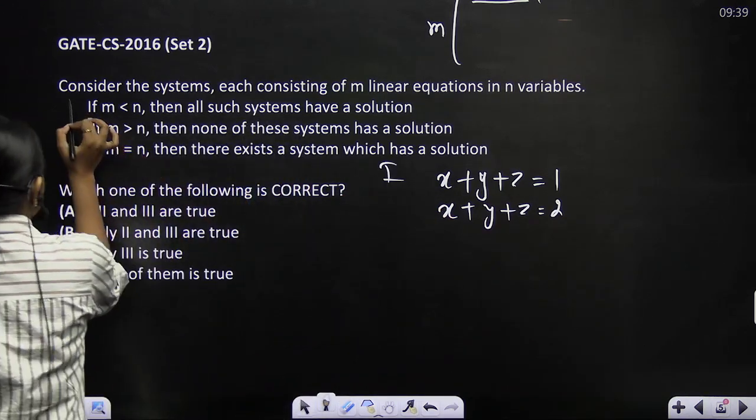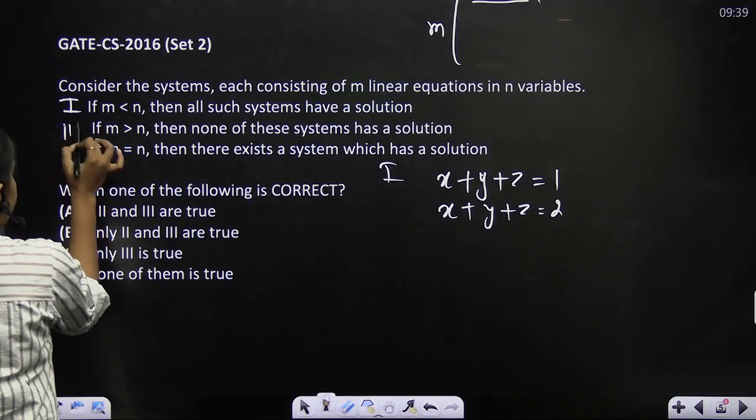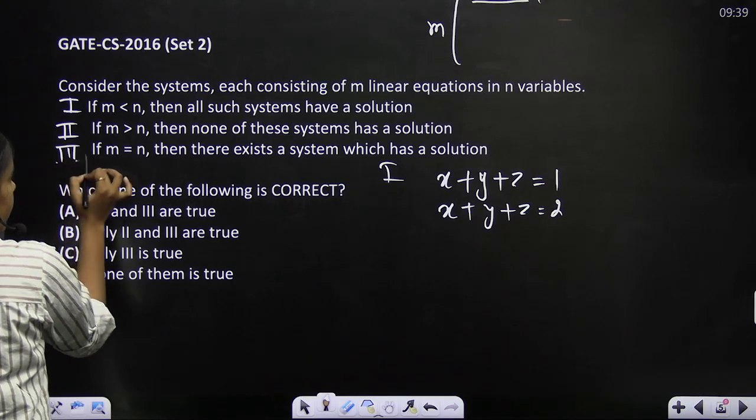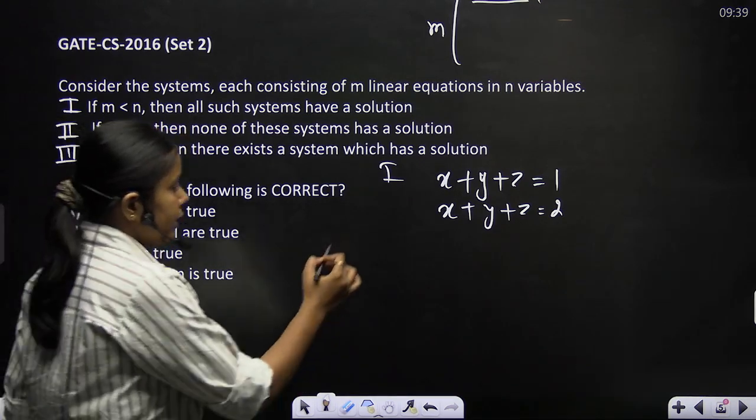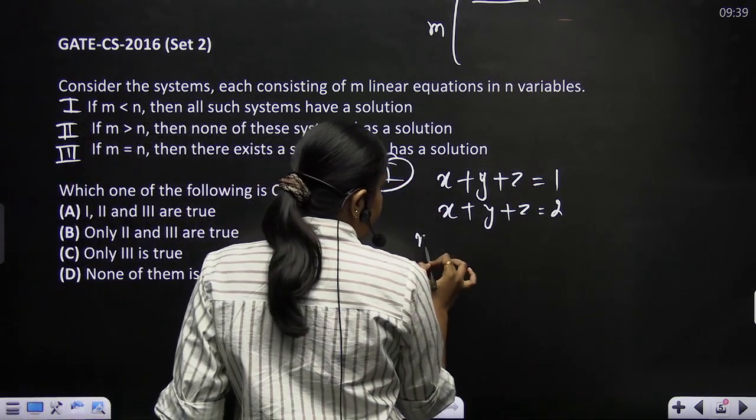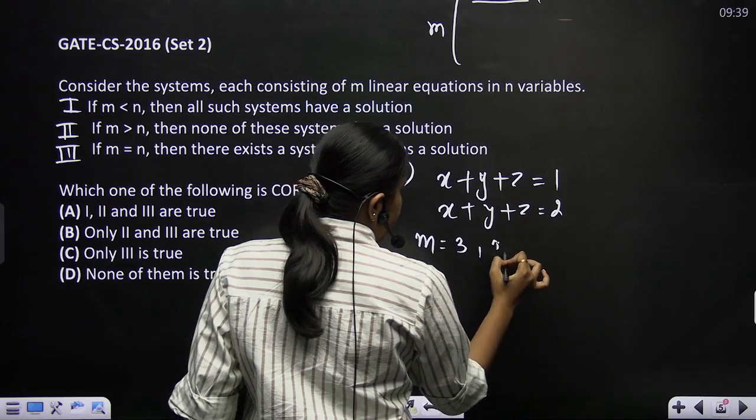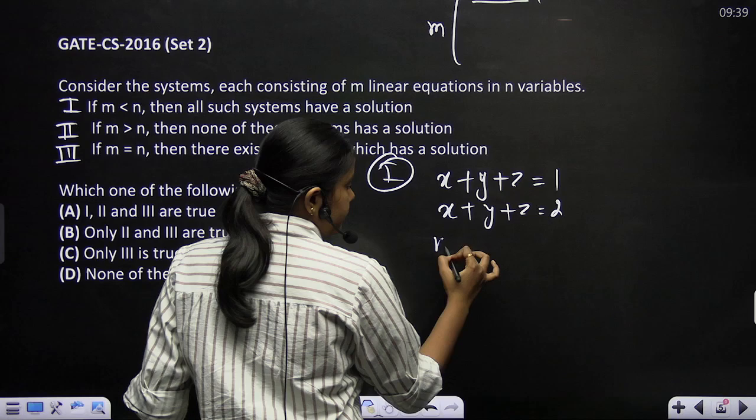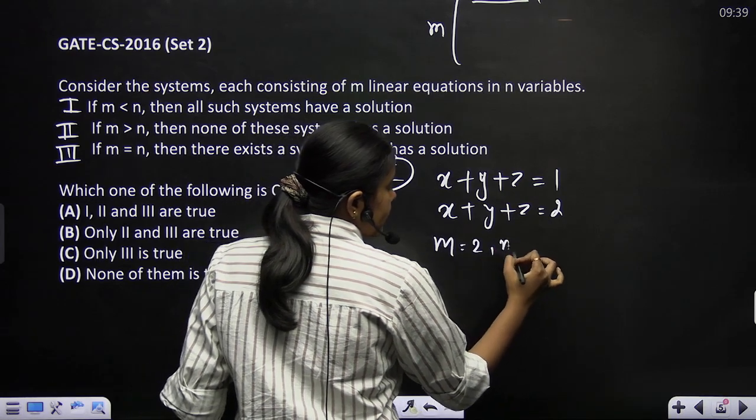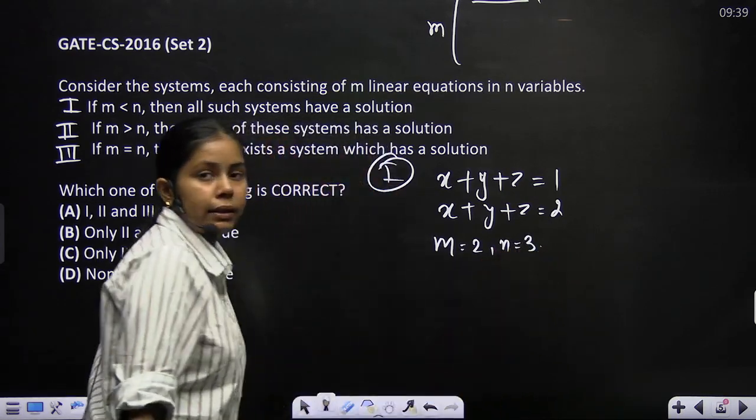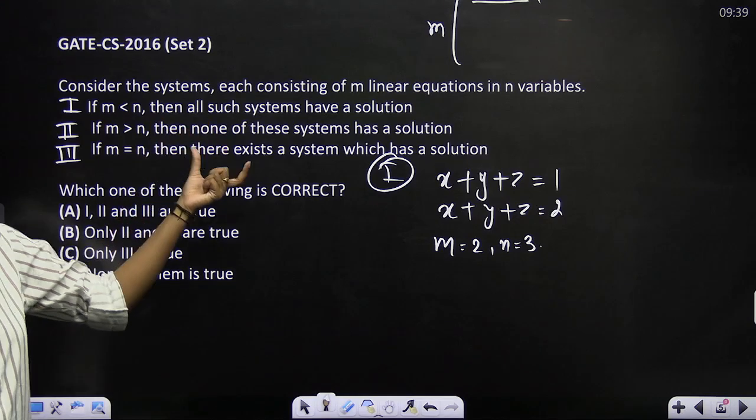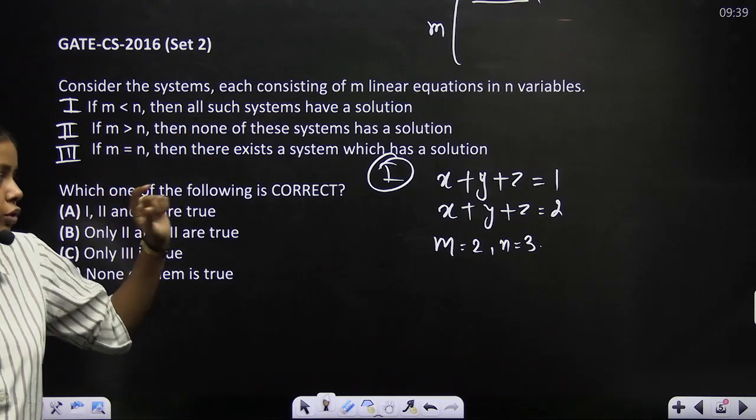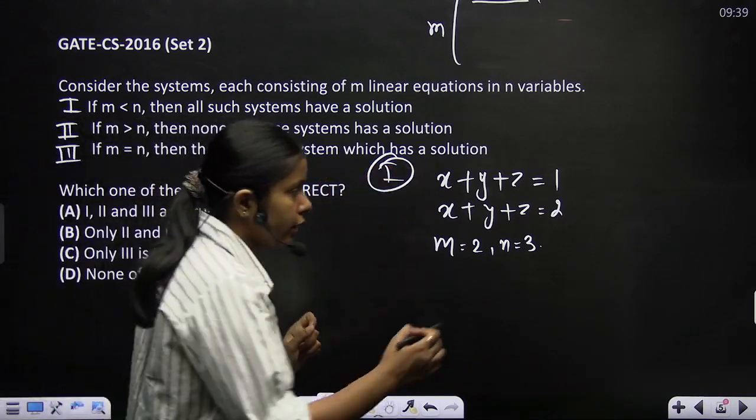Let's write down. This is my first statement. This is my second statement. This is my third statement. M is less than n, because in this first part m is, sorry, m is 2 and n is 3. M is 2, n is 3. So this m is less than n. Then they are saying that all such systems have a solution. If you try to find the solution here, what would you do?